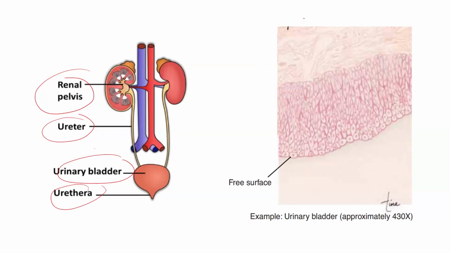This is again an H&E stained image of transitional epithelium. This is the free surface of the urinary bladder, which is marked here. And we can see that it is layered, so it is stratified. It is an example of stratified epithelium. You can also call it urinary epithelium because it is usually present only in the urinary system.